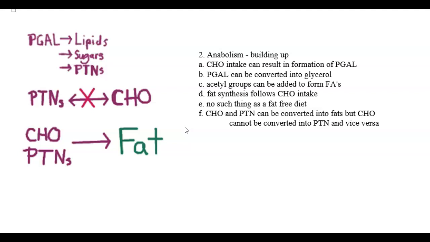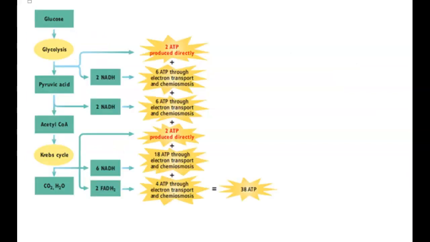Carbohydrates cannot be directly converted into proteins. However, anything you take in excess will turn into fat. So there really is no such thing as a fat-free diet. Not like, yeah, I eat a whole box of ice cream bars every day, but it says fat-free. I don't know why I'm getting so fat. Because everything in excess gets converted into fat. So that is anabolism.